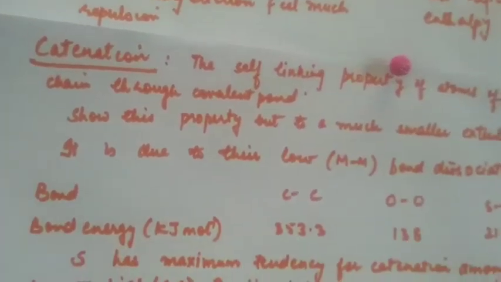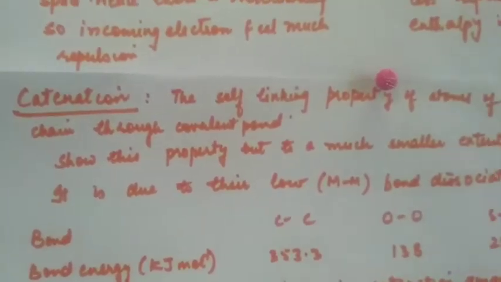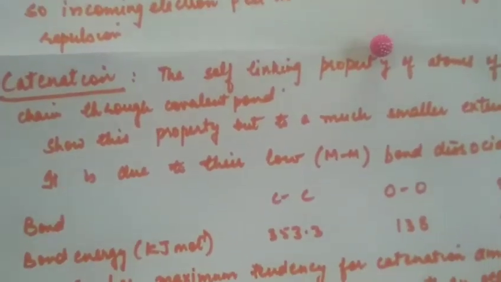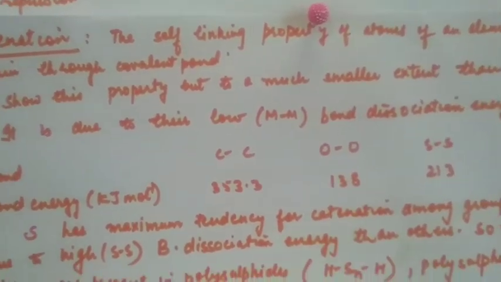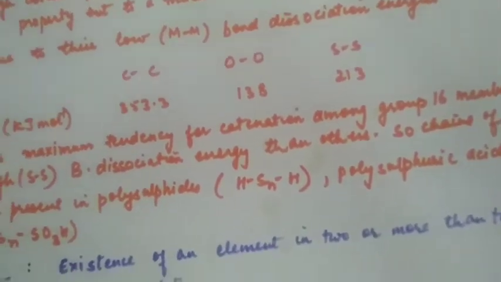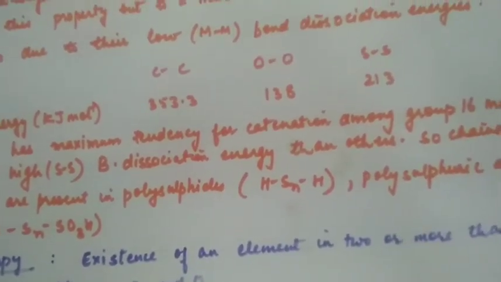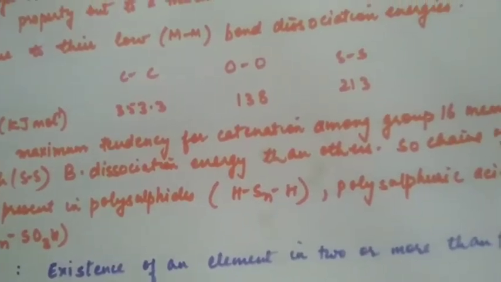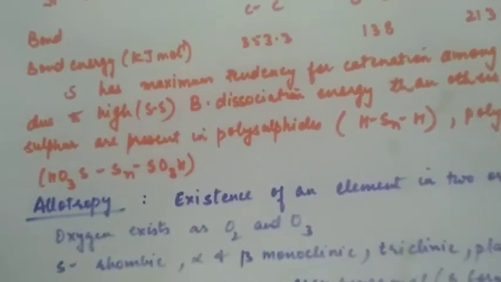The next property is catenation. The self-linking property of atoms of an element to form a chain through covalent bonds is called catenation. Elements of the oxygen family show this property, but to a much smaller extent than carbon. This is because we can compare the bond dissociation enthalpy for carbon and elements of the oxygen family. It's greater for the carbon-carbon bond, so it's more stable. Amongst the oxygen family, sulfur has a bigger bond dissociation enthalpy value, so it shows maximum catenation tendency.